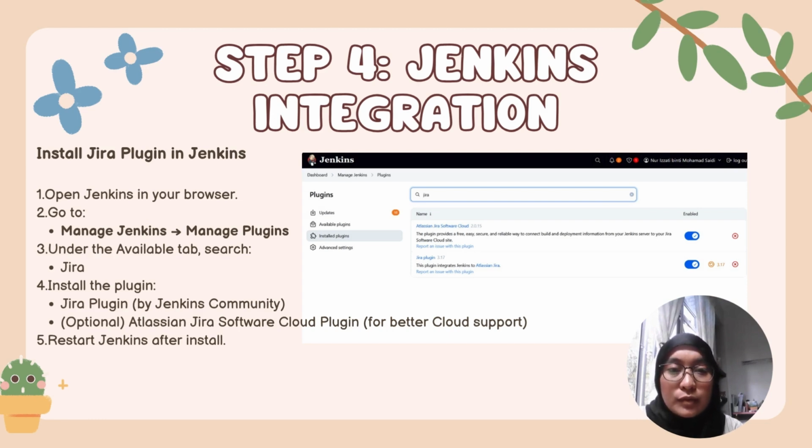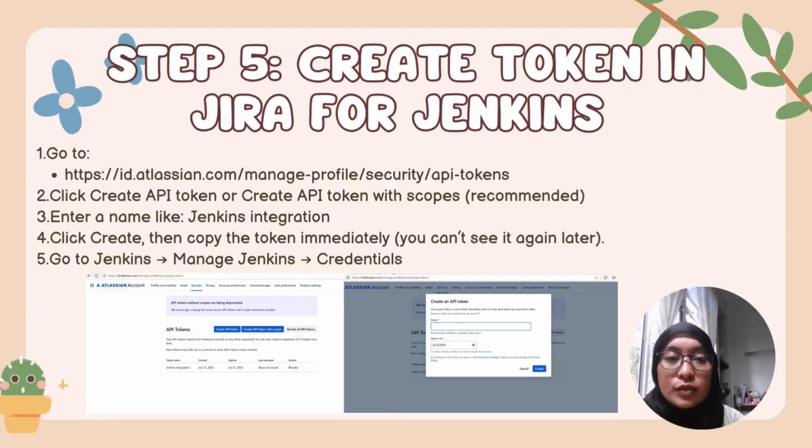To integrate Jira with Jenkins, we install the Jira plugin. Go to Manage Jenkins, Manage Plugins, then search for Jira. Install both the community plugin and the optional Atlassian Cloud plugin for better compatibility, then restart Jenkins. To allow Jenkins to communicate with Jira securely, we create an API token. Just go to your Atlassian account, which is the Jira account, generate a new token and name it like Jenkins integration. Copy it immediately, then save it in Jenkins under managed credentials.